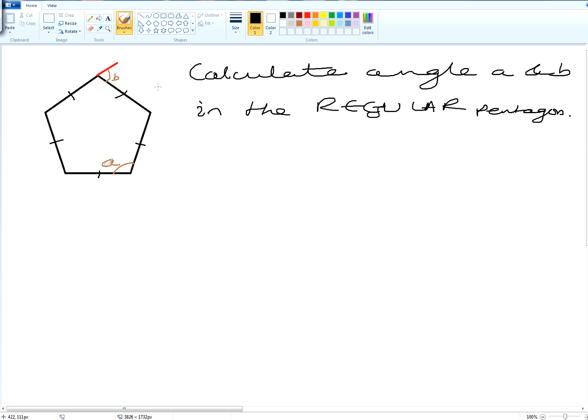Okay, let's calculate the angle. Calculate angle A and B in the regular pentagon. Keyword here is regular. And the pentagon is a five-sided shape. And in order to work out one angle of a regular pentagon, which formula do we use? Is it n minus 2 times 180 and then divided by n? That will give us the value of A, which is the internal angle there.